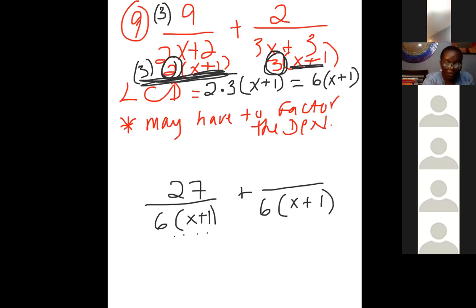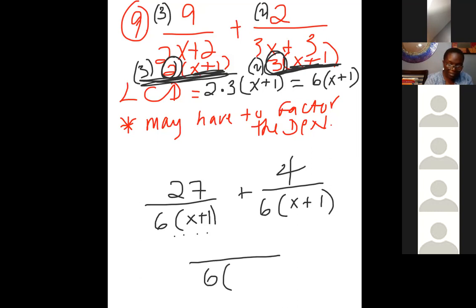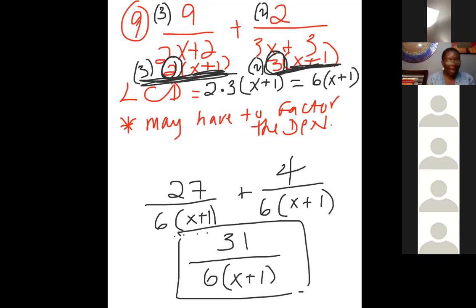Now, we're going to do the same thing with the second fraction. We have 3 times x plus 1. We go from 3 times x plus 1 to 6 times x plus 1. We multiply this by 2, so we multiply the numerator by 2 as well. So 2 times 2 gives us 4. So now, guys, we can go ahead and keep the denominator, 6 times x plus 1, and then add the numerators together. 27 plus 4 gives us 31. Guys, this is the sum of those two fractions.